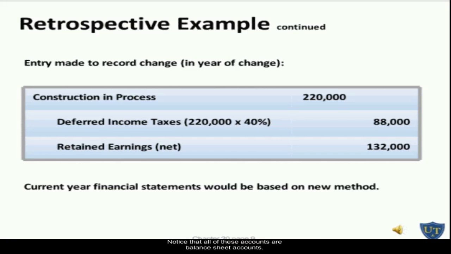Notice that all of these accounts are balance sheet accounts. What this entry does is to move the beginning balance sheet to the balances that would have been shown had the contractor been using the new method all along. The current year financial statements, the current year income statement, will be based on the new method, and any income statements that are shown for comparison purposes would have their gross profit amounts adjusted also.